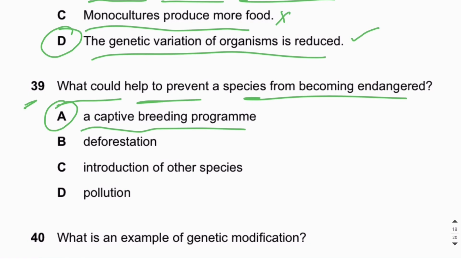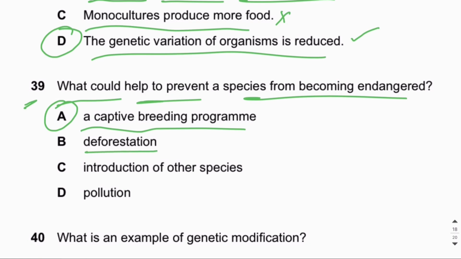For example, if tigers are endangered, right? Or we can say if they are about to get extinct, what we can do is start captive breeding programs of tigers. We can capture some tigers, put them in cages, allow them to breed, give them food, take care of them, right? And when their numbers increase, we can release the tigers into the wild. This would maintain the population of tigers in the wild, and this will prevent the tigers from becoming endangered. Because the term endangered means that the population of a particular species reduces significantly.